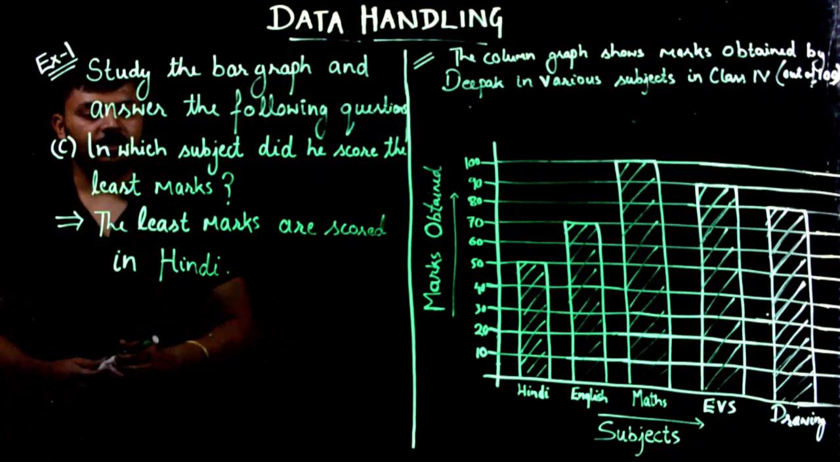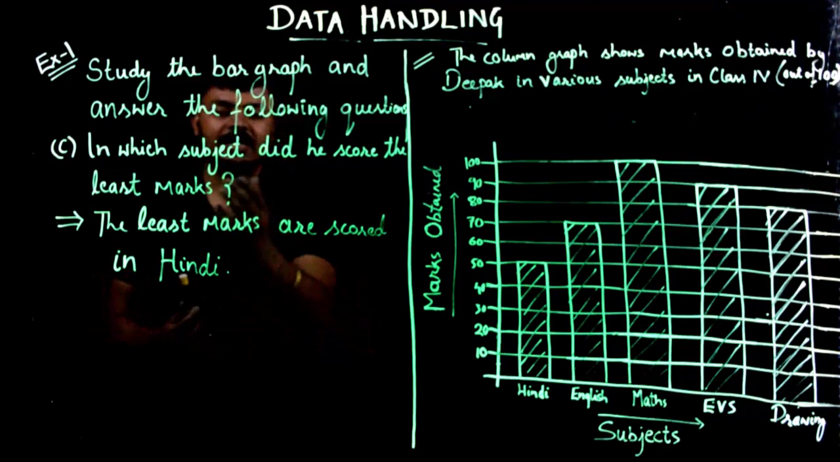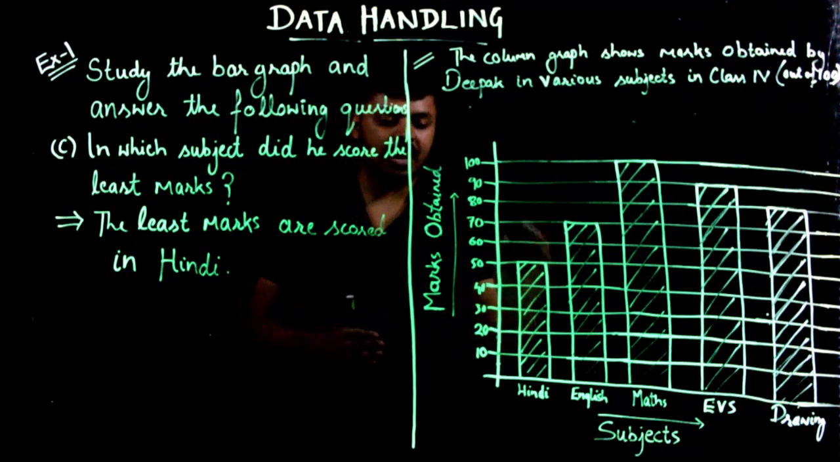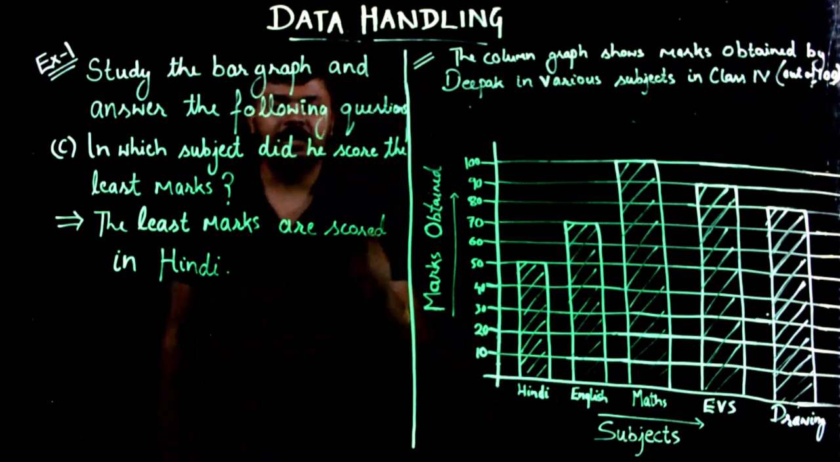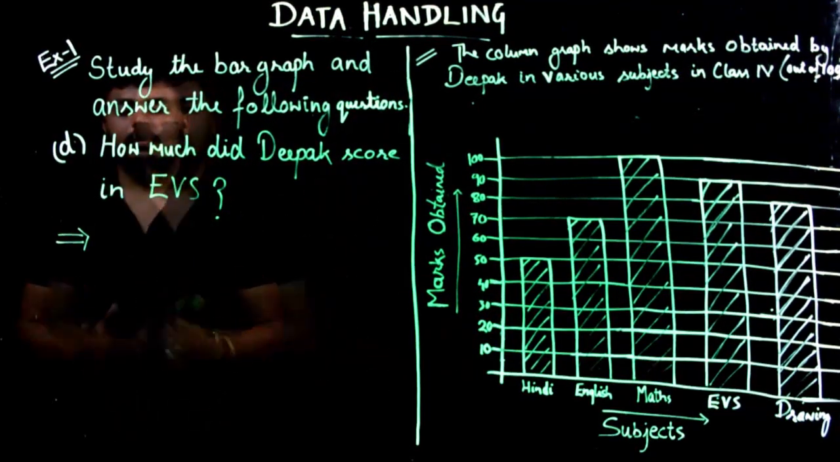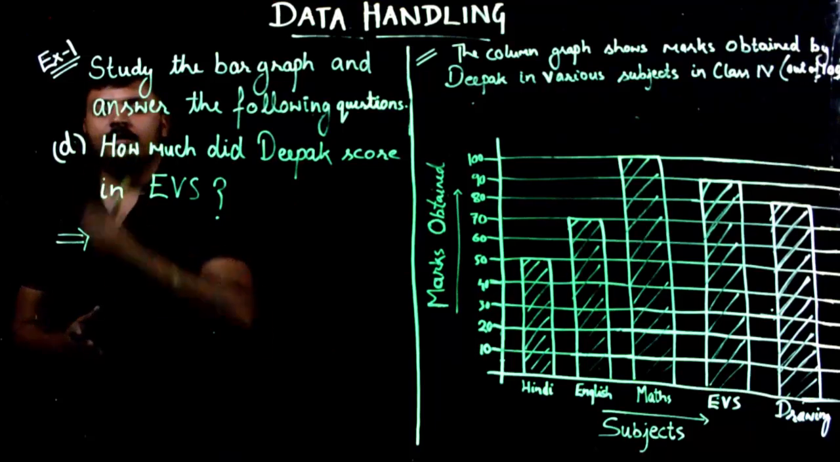So I hope students you have understood how we calculated the least marks. So for least marks we look for the column or the bar that is the smallest. So here the smallest bar is of Hindi, so we can say that the marks obtained in Hindi are the least marks. So students, now let's look at part D of example 1.